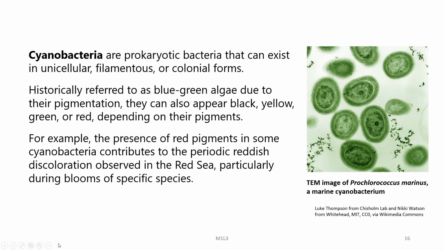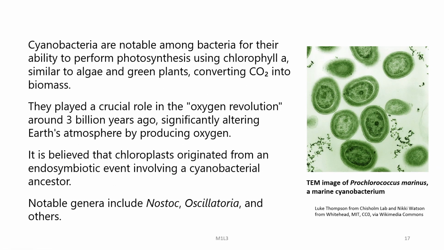The next in line is cyanobacteria. These are prokaryotic bacteria that can exist in unicellular, filamentous or colonial forms. Historically, they were referred to as blue-green algae due to their pigmentation. They can also appear black, yellow, green or red depending on their pigments. For example, the presence of red pigments in some cyanobacteria contributes to the periodic reddish discoloration observed in the Red Sea, particularly during blooms of particular species.